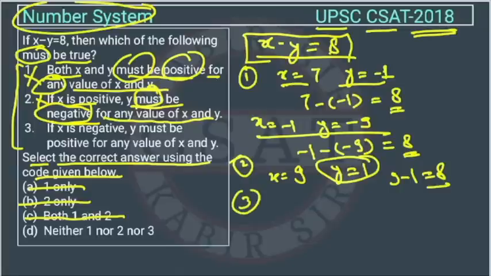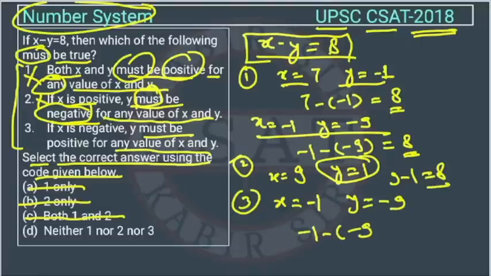If x is negative, so he's saying that x is negative, we are having value of x negative, we will see like what value we should take. Y must be positive, then he's saying y की value positive होनी चाहिए हमेशा, right? For any value of x and y. Okay, so suppose I am taking the value of x minus 1, right? And I am taking the value of y minus 9. Then we will get minus 1 minus minus 9. Then also we are getting it, right?